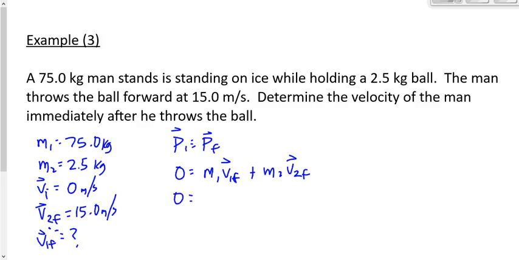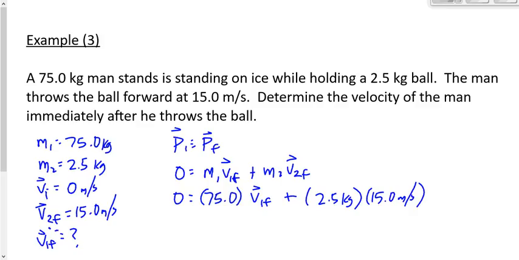Masses don't cancel this time like they did in the last example, because they're not the same value. M1 is 75 kilograms. V1f is what we're trying to find, the final velocity of the man, which we predicted would be smaller than V2 and a negative value. M2 is 2.5 kilograms times V2f, which is 15.0 meters per second. Solve for V1f here. When we do, it works out to be negative 0.50 meters per second.